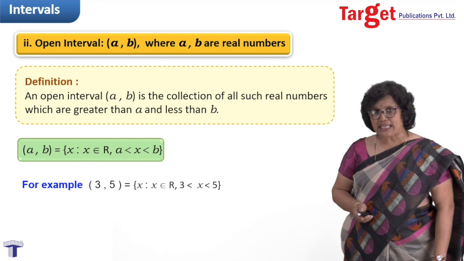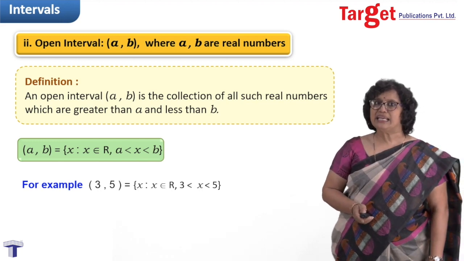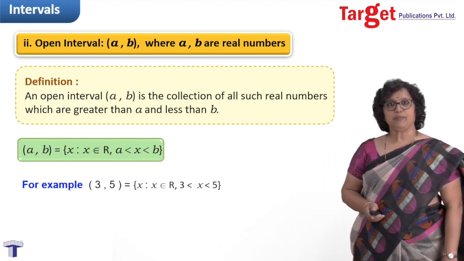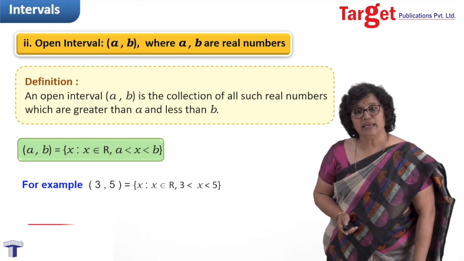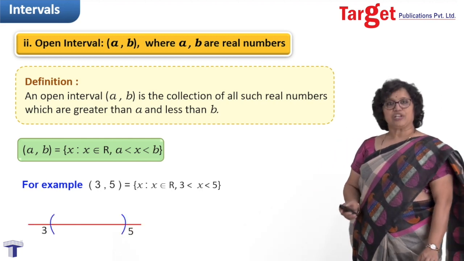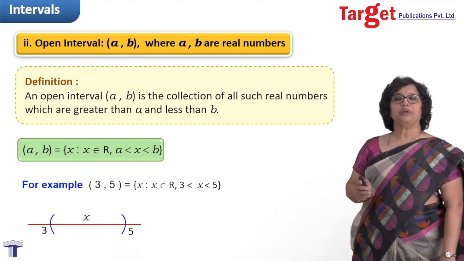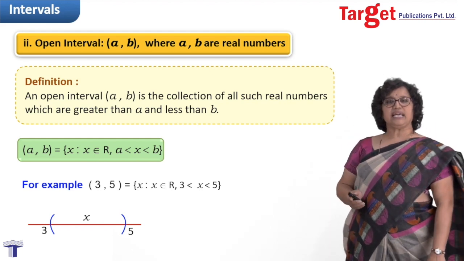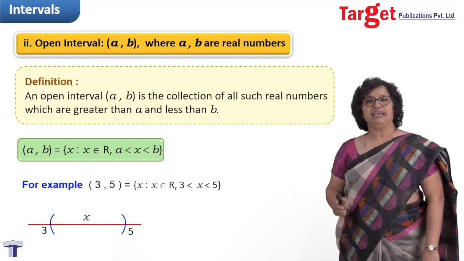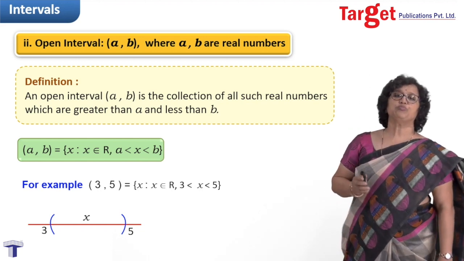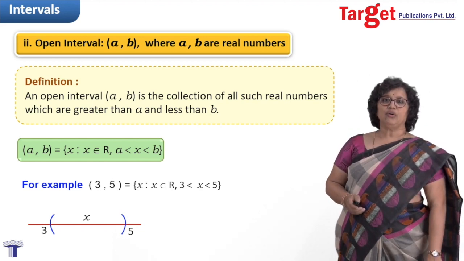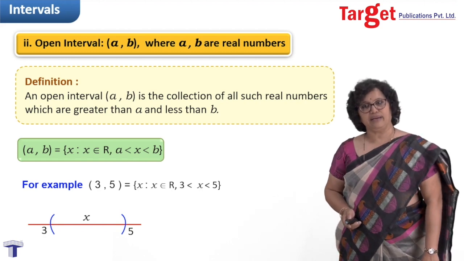Can we actually write all those numbers which are greater than 3 and less than 5? No, it is not possible. So we take help of number line and we just show in picture form. We plot 3, we plot 5, we show 2 round brackets, and then we say that x is somewhere between 3 and 5. Any value which is more than 3 and less than 5 will appear in that open interval.